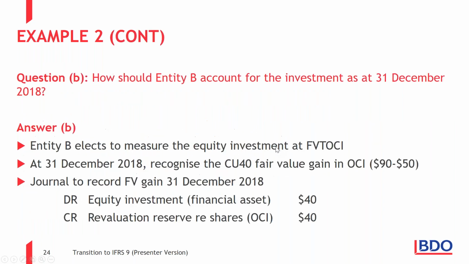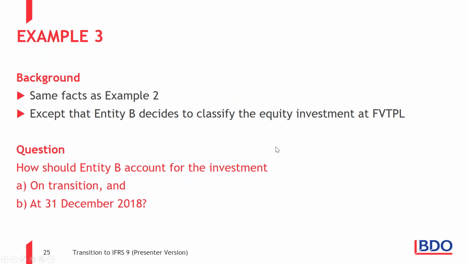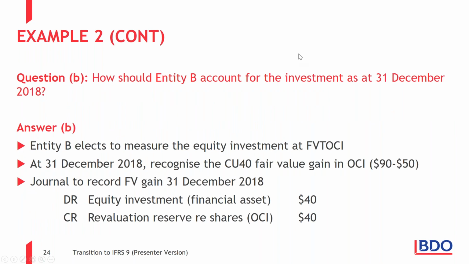Okay, if we go on, in example 3, sorry, I've confused myself. In example 2, we are saying fair value through OCI. That's what we've said all along. I just wanted to confirm. In answer A, we're looking at what is the journal on transition. In answer B, we're looking at what is the journal at 31 December 2018.